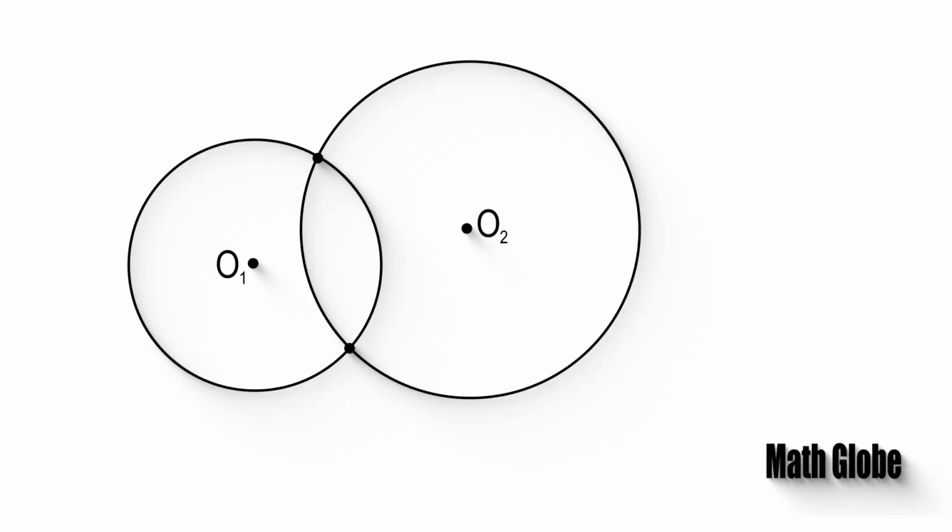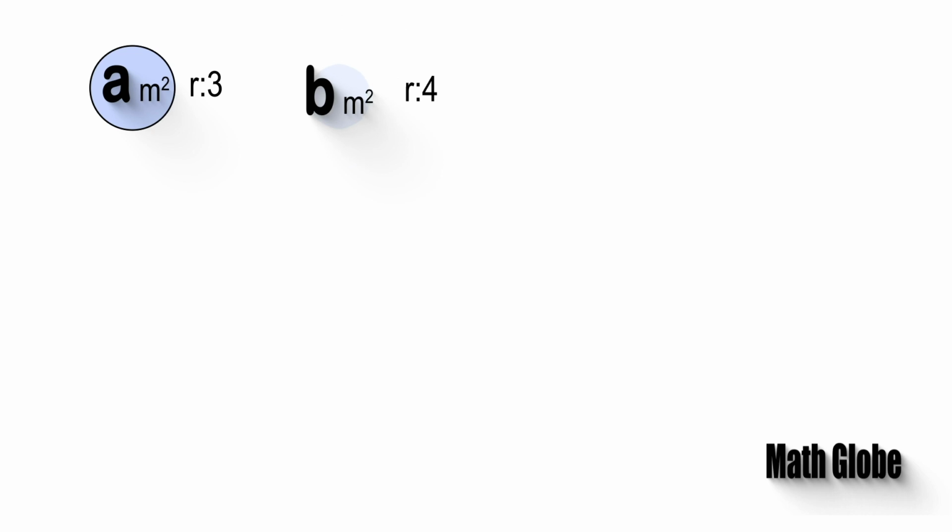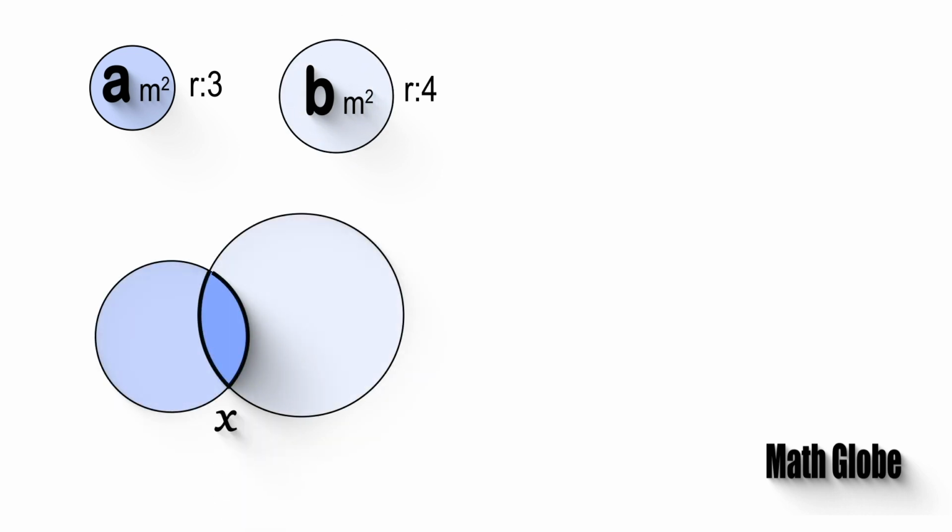Okay, first, let's redraw the shapes here, and take a closer look at the circles. As seen, the radii of the circles are 3 and 4 units respectively. Next, let's define A to be the area of the smaller circle, and B to be the area of the larger one. Then, let's define X to be the intersection area of the two circles.